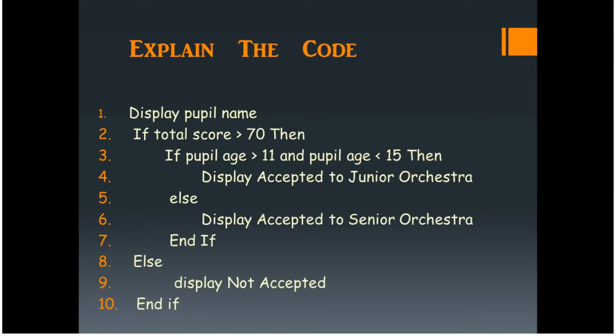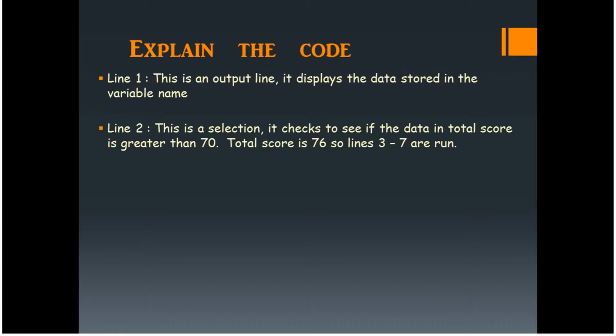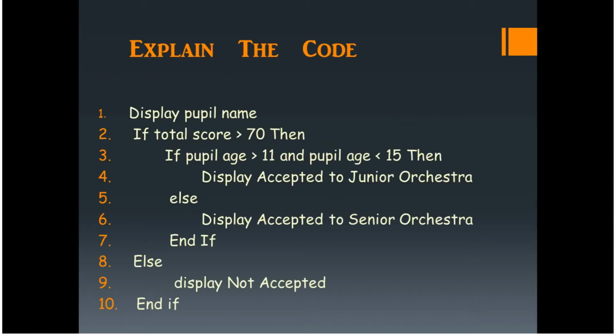Next line. If the total score is greater than 70. Well, I run that line. My total score is 76. So, is 76 greater than 70? So what we write is line 2. This is a selection. You could have written if statement. This is a selection. It checks to see, is the data in total score greater than 70? Total score is 76, so that means that lines 3 to 7 are run. We would not run line 9, because that is if it's not greater than 70. So what we're going to run is 3 through to 7.